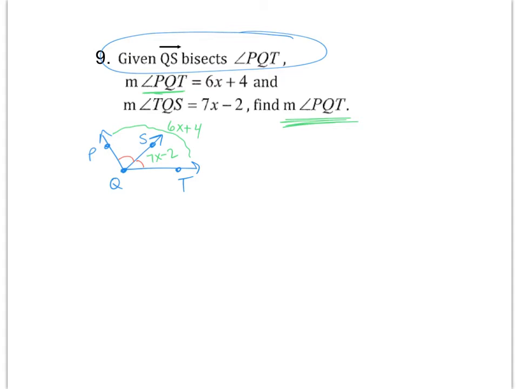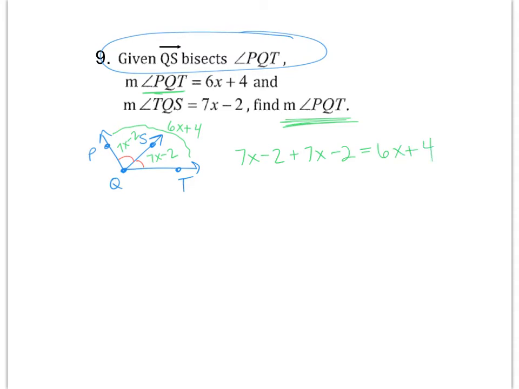So I'm thinking I need to solve it for x again and then plug in my number for x. This one's a little tricky because they are not equal to each other. One of those angles is small and one of those angles is bigger. But I'm thinking since angle TQS is 7x minus 2, wouldn't this one over here also be 7x minus 2? Don't they have to be the same size? So in other words, if we add those two small ones together, one of the 7x minus 2s plus the other 7x minus 2, it should equal the big one. And the big one is 6x plus 4.